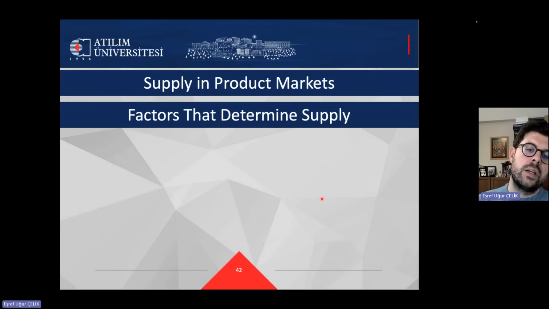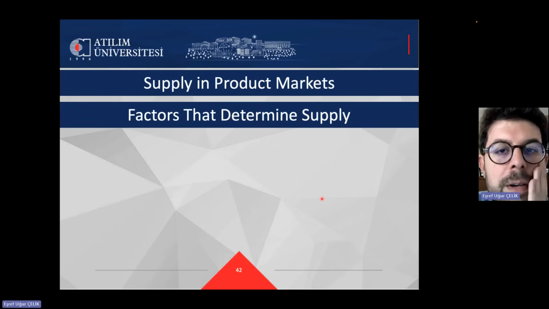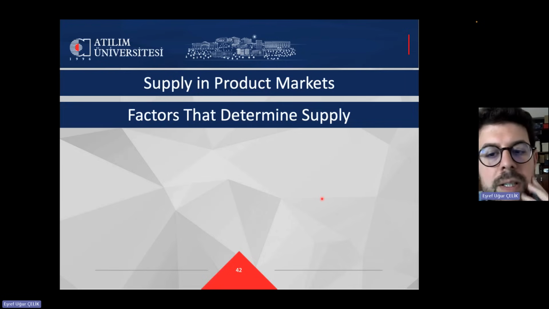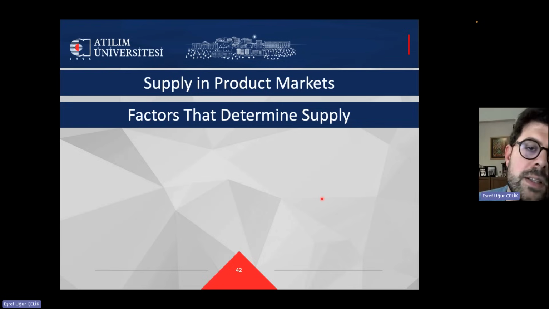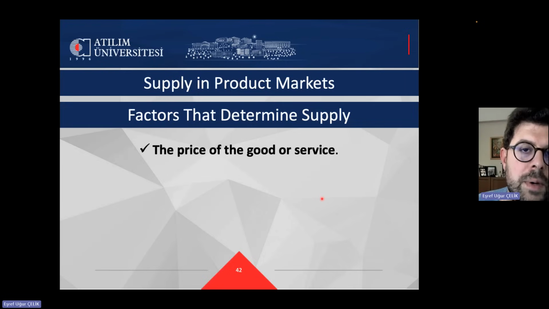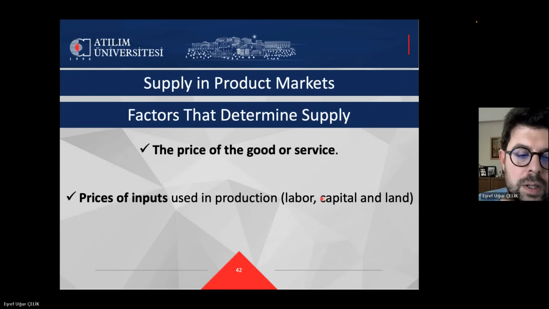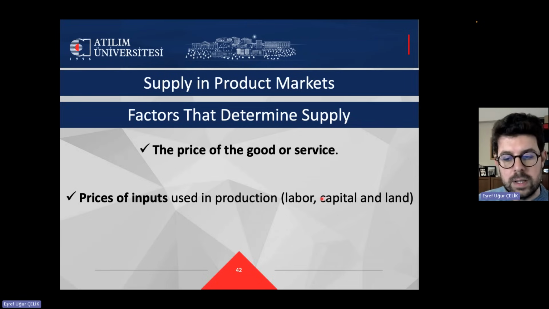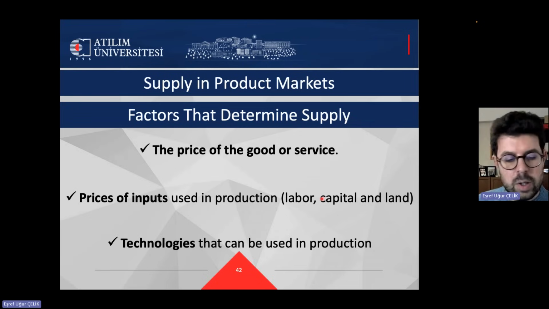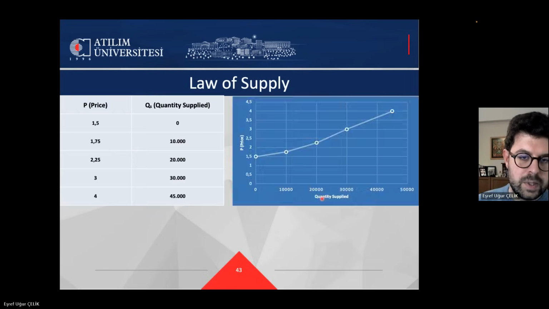Let's come to the supply part. This time, there are a few factors or determinants for the supply. The first one is the same as demand, the price of goods. The second one is price of input, or that is called cost of production, or technologies.